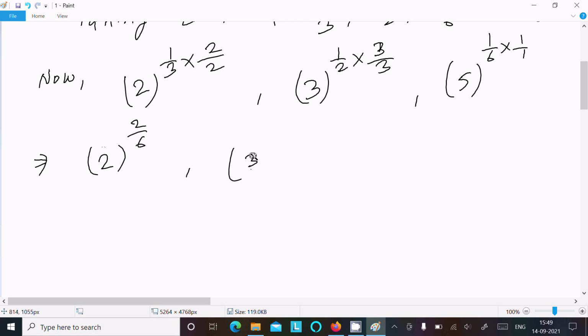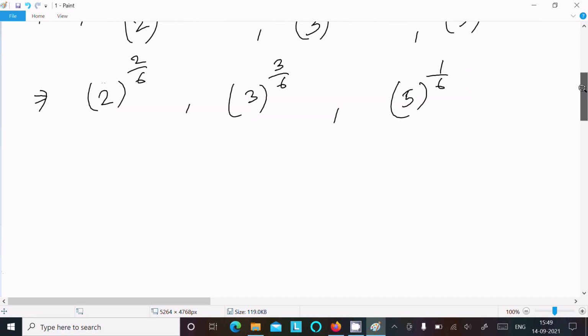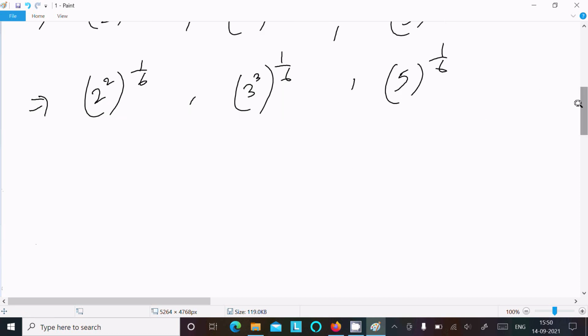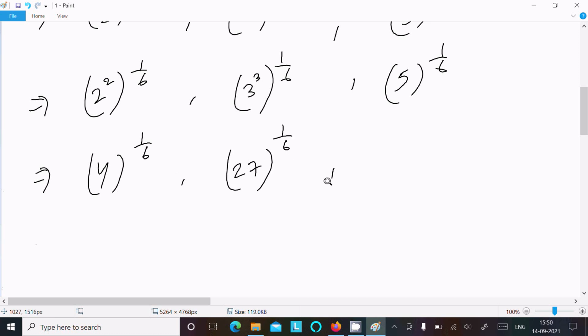This here 3 power 6. This here 5 power 1 by 6. Now the next is 2 power 2, 3 power 3, and 5, all power 1 by 6. Now here, 2 power 2 is 4 power 1 by 6, 3 power 3 is 27 power 1 by 6, and 5 power 1 by 6.